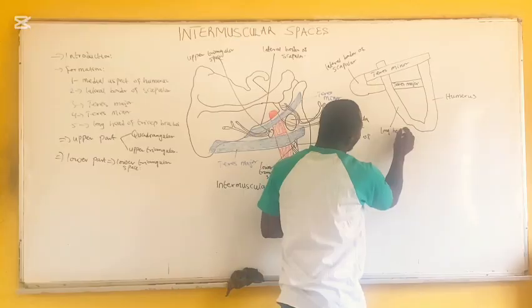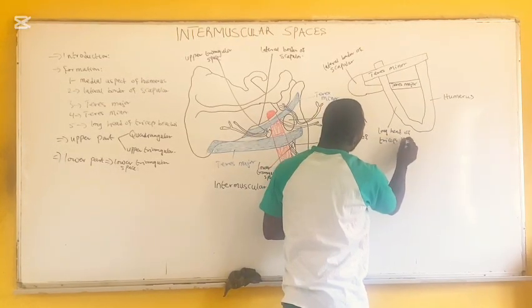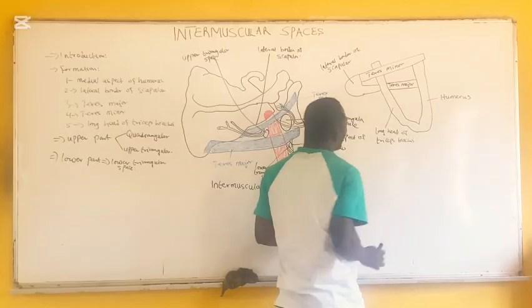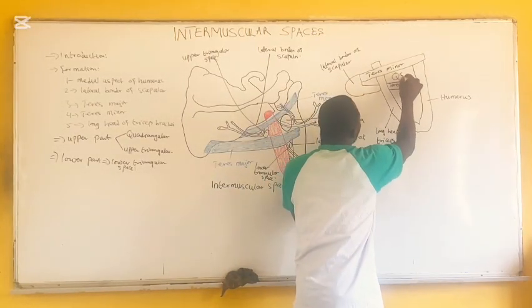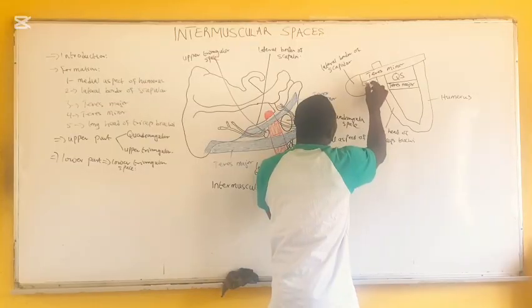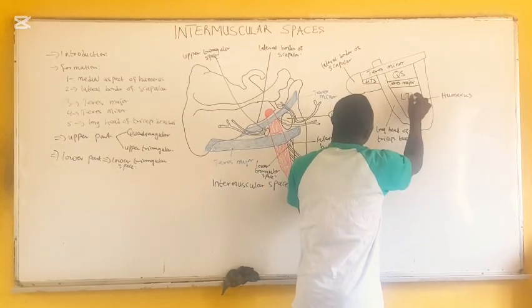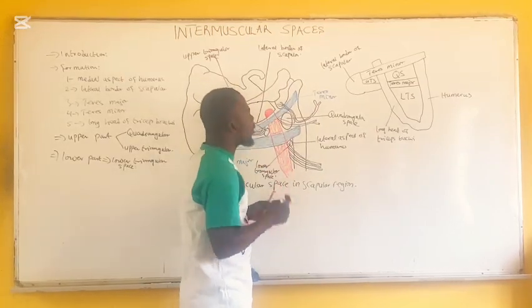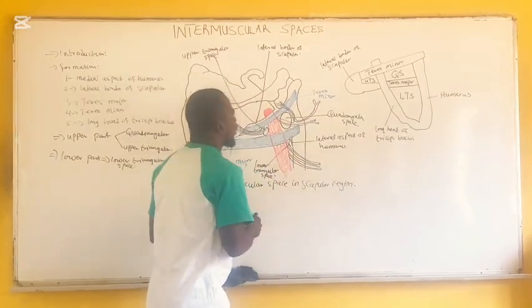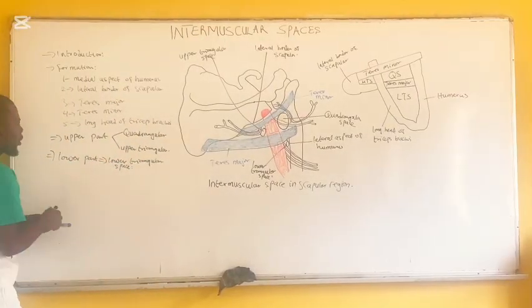Long head of triceps brachii muscle. So above here, this is our quadrangular space, and this is our upper triangular space. Below here is our lower triangular space. Now, let's take these spaces one by one so that we can understand their borders as well as their contents. The first one is the quadrangular space.